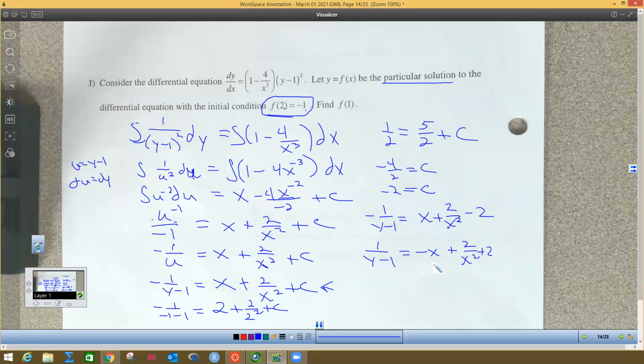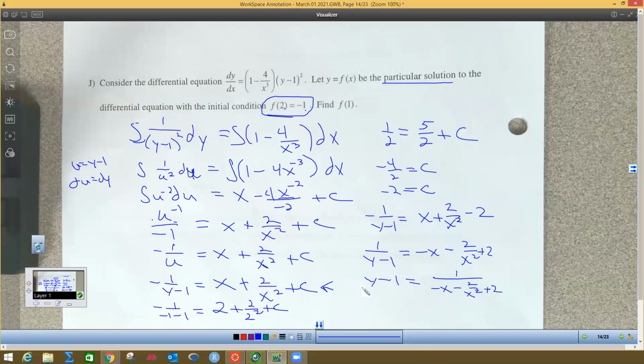Oh, you're right. This should be a negative here as well. Thank you. Yes, all of these change sign. Then I'm going to flip this one upside down and get y minus 1, which means I've got to flip this whole thing upside down, which basically means it's starting like this. Okay, the reciprocal means you flip both of them upside down.